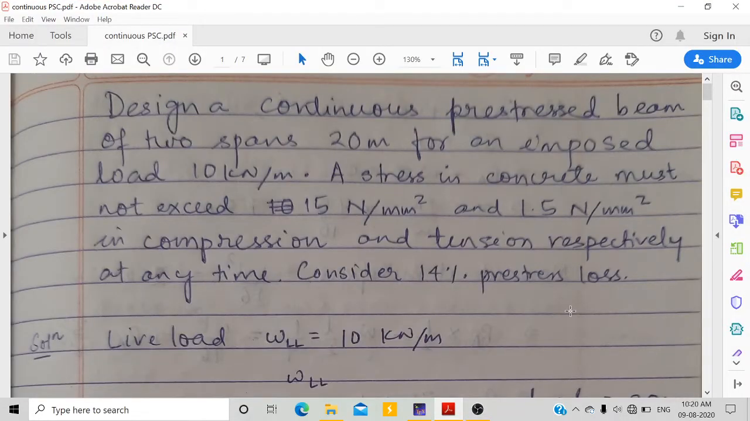Hello everyone. So today we are going to design a continuous pre-stressed beam which has two spans of each 20 meter and it is under live load or imposed load, we can say 10 kilonewton per meter, and it is given that at any point, any time, the stress in concrete must not exceed 15 Newton per mm square and 1.5 Newton per mm square in compression or tension respectively, and we have to consider 14% pre-stress loss.